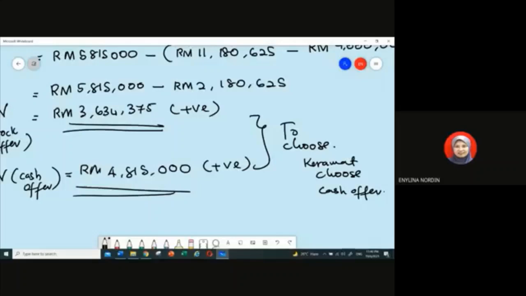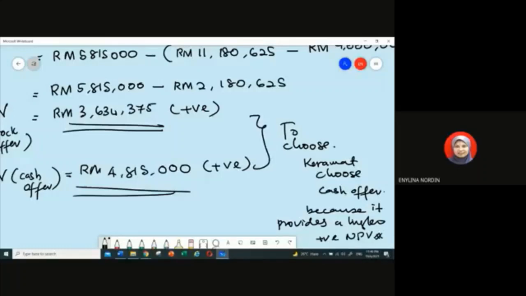And then the next question is, please advise Keramat which option should be chosen. So your advice should be to choose the highest NPV. That means in this case, we should advise Keramat to use cash offer because it offers a higher positive NPV. Both are positive, so we need to mention which one is the highest one. So it's the cash offer.